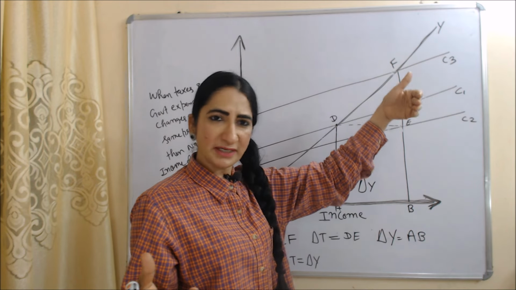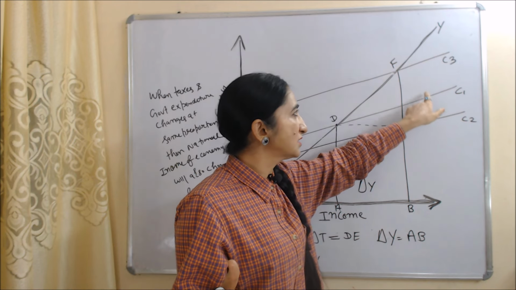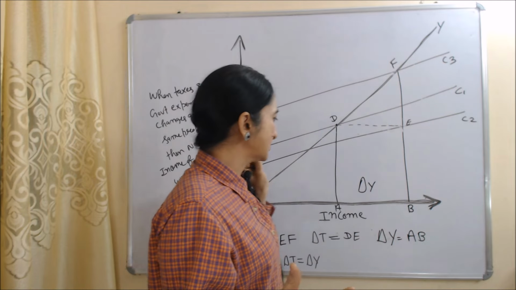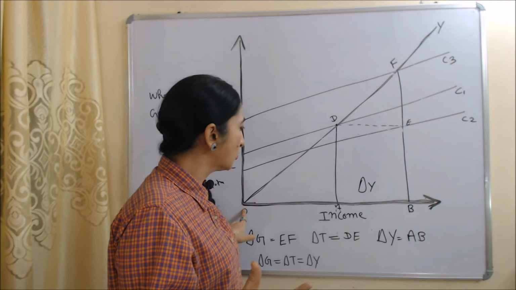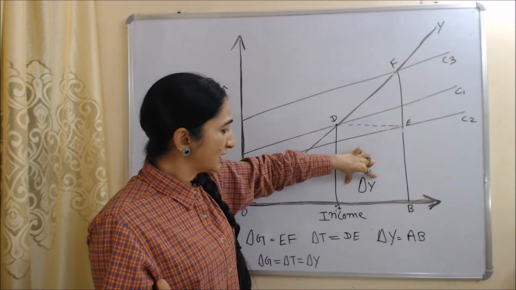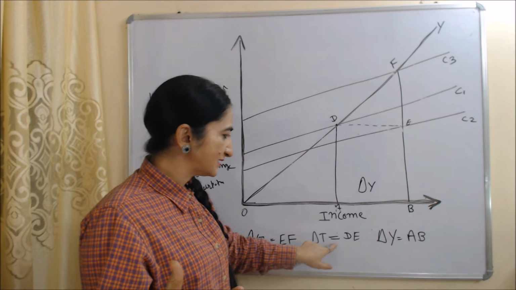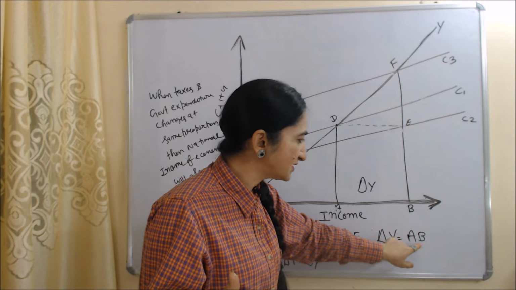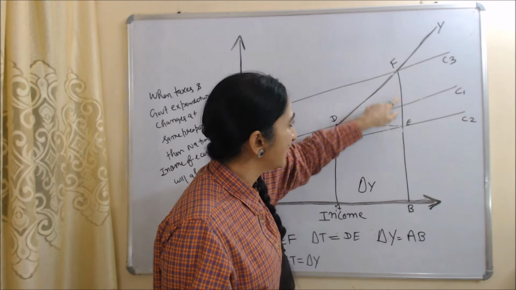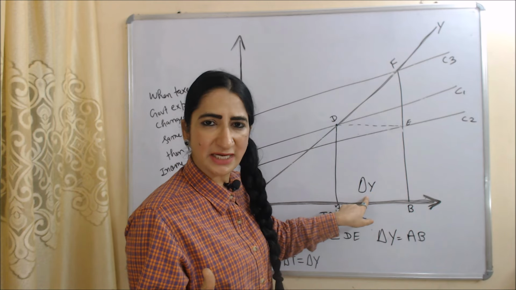And as government increase expenditure, income of economy increase. As a result, our consumption curve shift forward from C1 to C3. Because of this, you can see our income increase from OY to OB. This AB will be called change in income. Here you can see a change in government expenditure is EF, change in taxes is DE and change in income is AB. In diagram you can also see DE is change in taxes, EF is change in government expenditure, AB is equal to change in income.